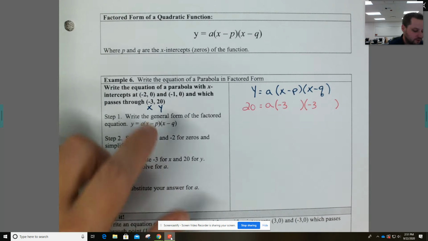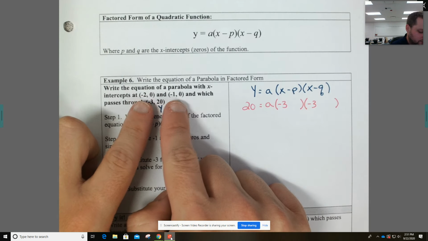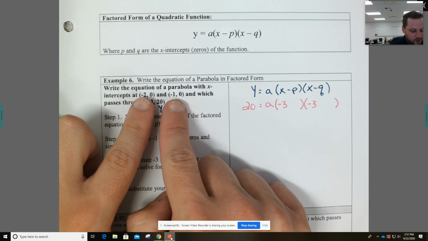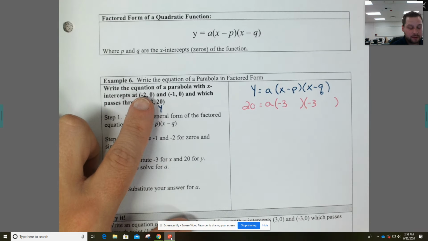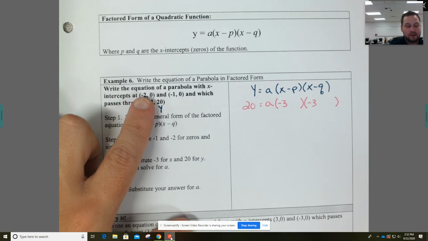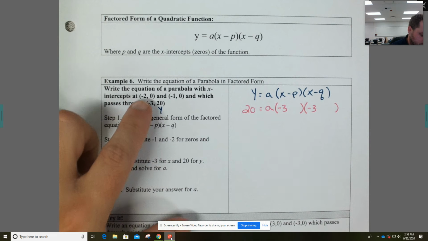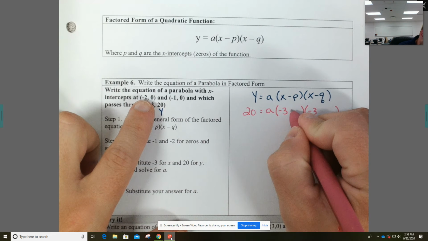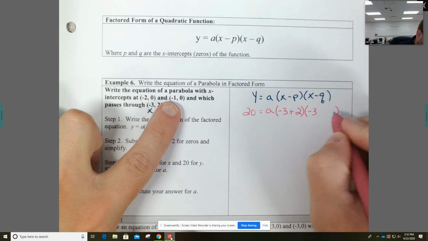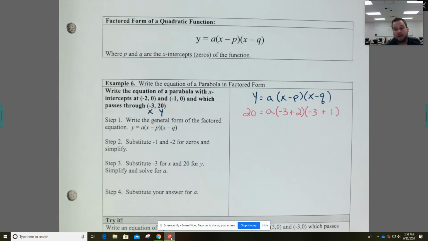Okay, so I have zeros at negative 2 and negative 1. The only thing we need to watch out for here is that when we plug it into the parentheses, it needs to be the opposite. So whenever we're inside a parentheses, it's opposite what we think. So instead of negative 2, I'm going to plug in positive 2. Instead of negative 1, I'm going to plug in positive 1. Now that I have everything plugged in, we go ahead and work it out.